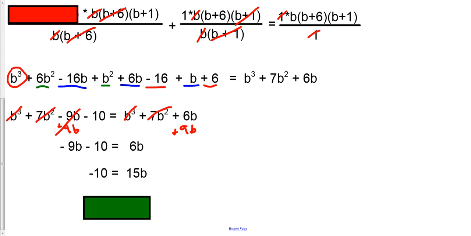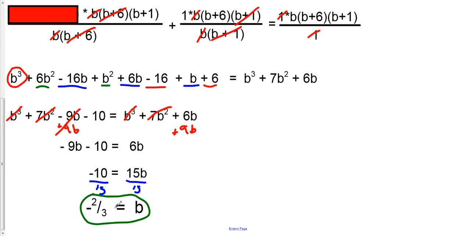How do we get b alone at this point? Divide by 15 and divide by 15. Let's simplify as well. 10 over 15, we can take 5 out of each of those, so we'd have 2 over 3. And it's still a negative, so we have negative 2/3 equals b. This is going to be our solution.